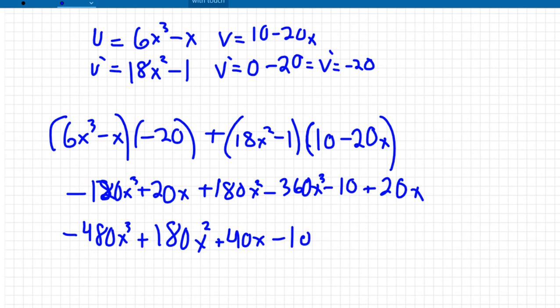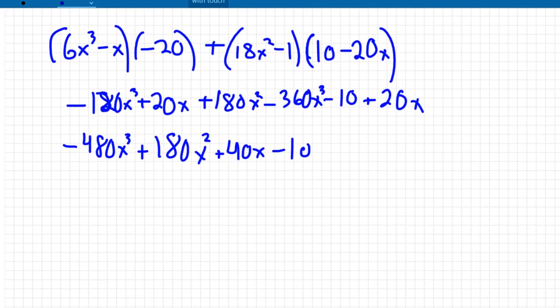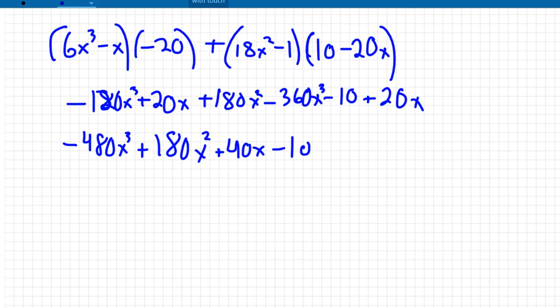All right, so the derivative of this whole function is negative 480x cubed plus 180x squared plus 40x minus 10.